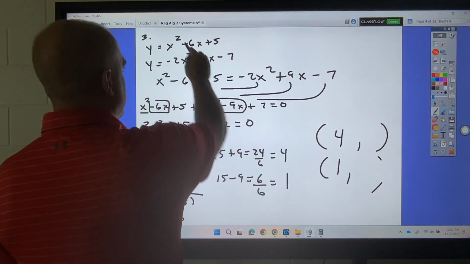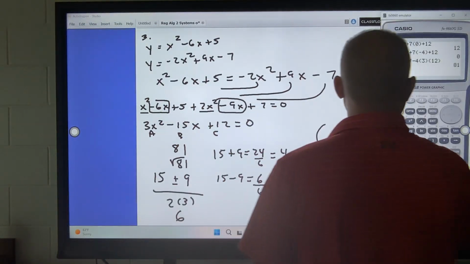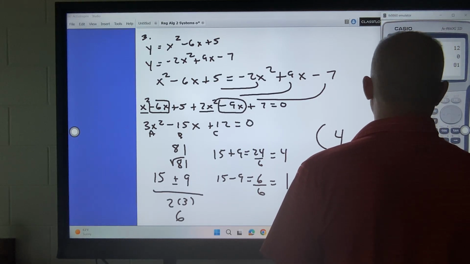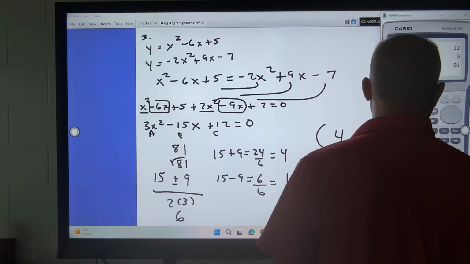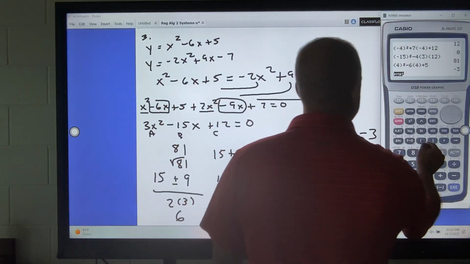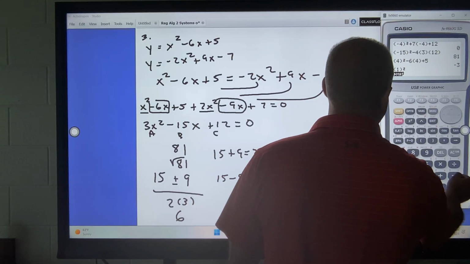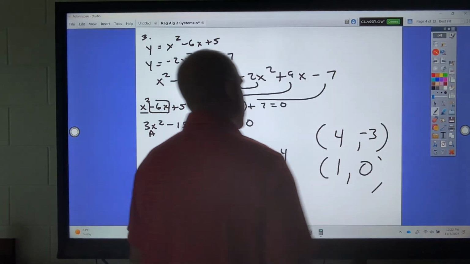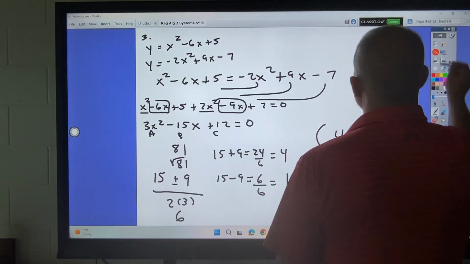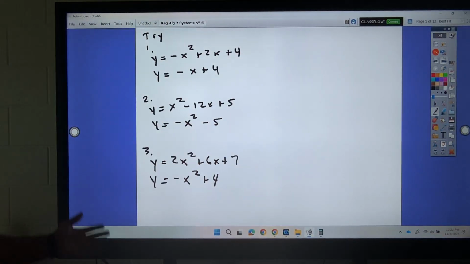And then what I got to do is put those back in. Now I'm going to use the positive x squared one just because I think it's easier to substitute. But all I got to do is every spot where there's an x, I just put that. Gives me negative 3. And then I do the same thing for 1. That is 0, okay? And that's how you solve those algebraically. Okay, go ahead and pause your video and work on those.